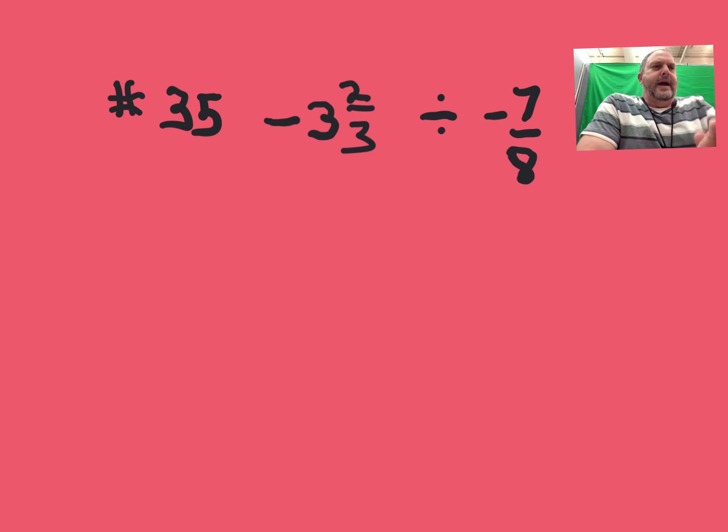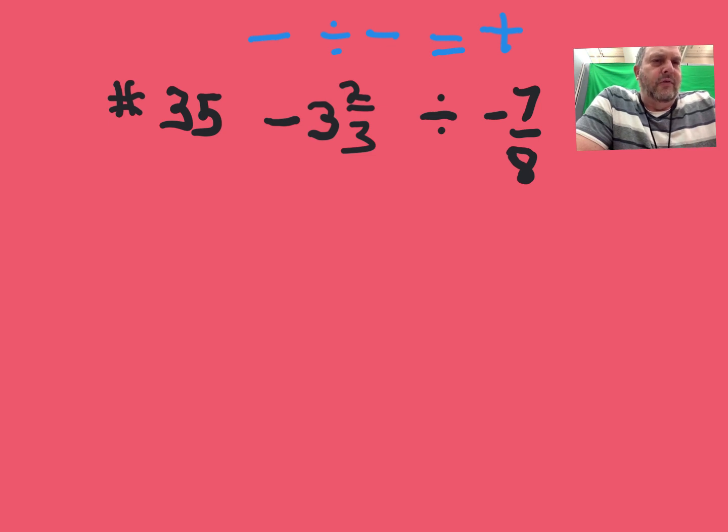All right, we're back. Mr. Burns again. Here's our next problem. It says I have a negative 3 2/3 divided by a negative 7/8. So again, remember, I have that rule, which says a negative number divided by a negative number will equal a positive number. So if I can remember this rule, it's going to be okay for me to forget my signs, because they're not important. My answer is going to be positive.